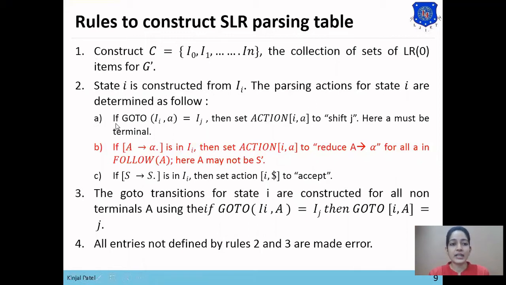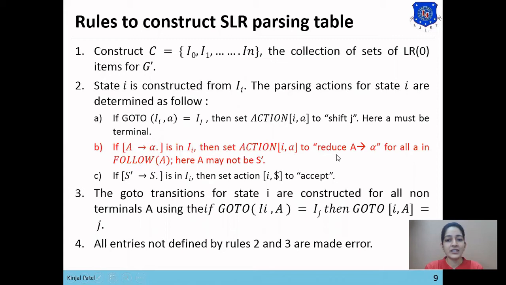The first rule is if goto(Ii, A) = Ij, then set shift J in action[I, A], where A must be a terminal symbol. So this rule is the same as we performed in the LR(0) parsing table. Now there is a change in rule 2b. There is a change in this rule only: we will make the entry of reduce in the terminal symbols of follow of A only, while in the LR(0) parsing table, we were making the entry of reduce in all the terminal symbols present in the grammar.